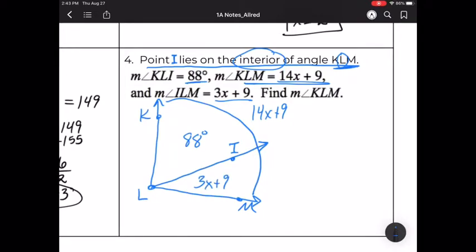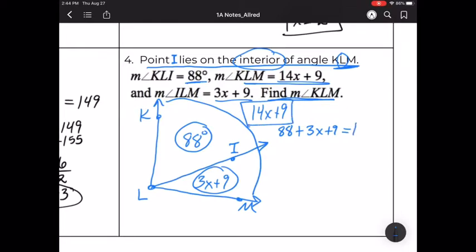Now, I may not have drawn this to where it fits for the actual angle measures. That's okay. You don't have to. All we're doing with the drawing is setting up an equation. So before I can find the measure of angle KLM, I need to find out what x is. So this is a part, and this is a part. So when I do part plus part equals whole, I write 88 plus 3x plus 9 equals the whole amount, 14x plus 9. And then we start simplifying. We combine like terms here. 88 plus 9 is 97.